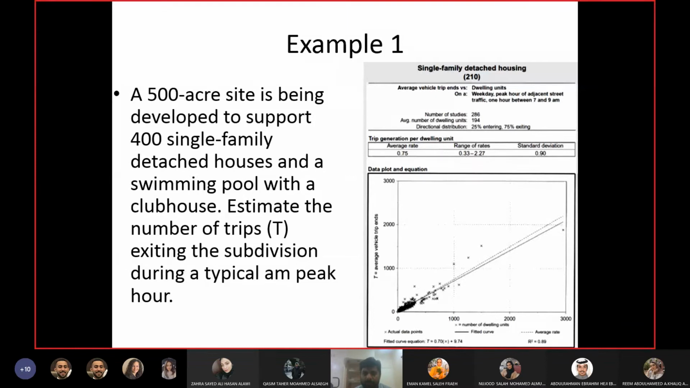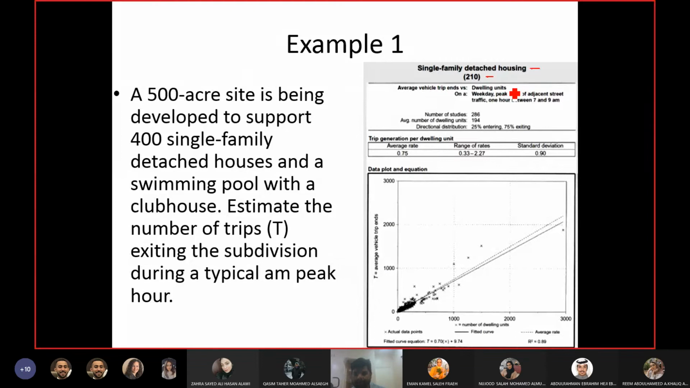Now don't worry again. This is the sort of information, the one which you see on the right hand side, which is given in the ITE manual. You can see the type of land use, and they have given a coding to the land use as well. Single family detached housing has a coding of 210. It's just a code. If you don't want to write the whole term, you can just write the code 210.